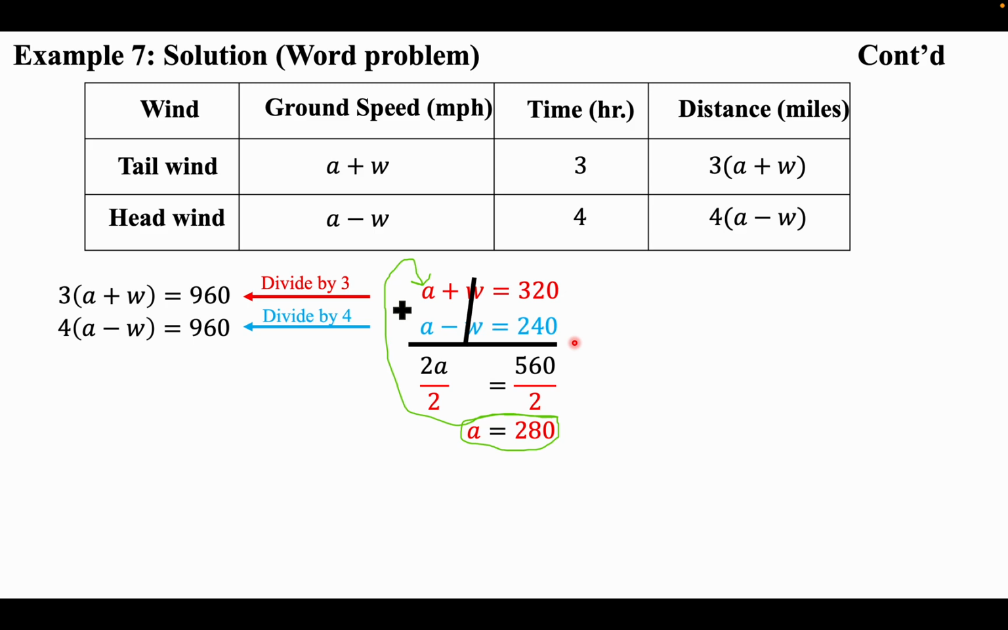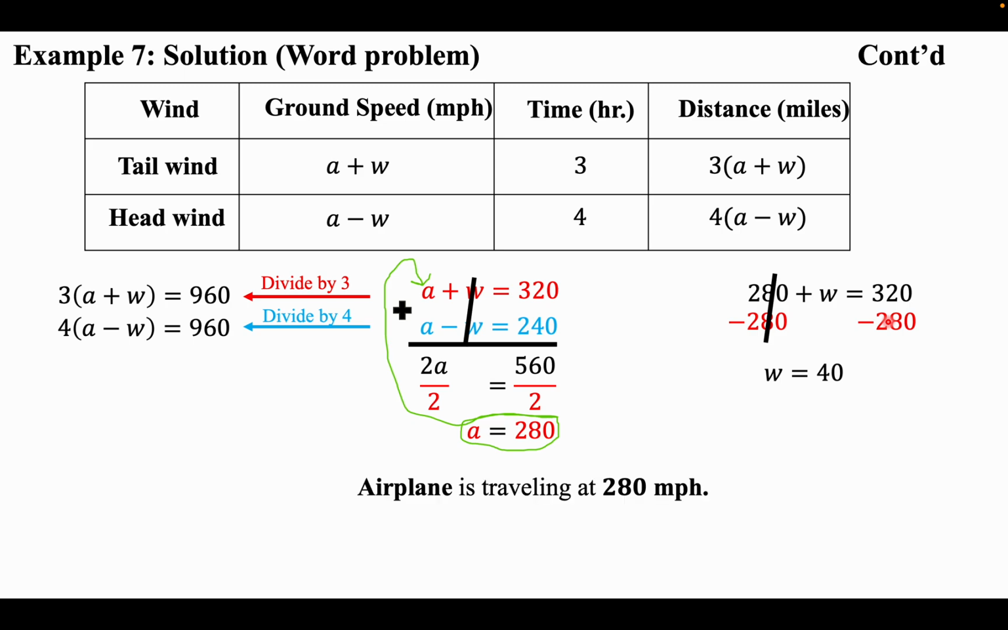Now we can take that A value and plug it into either one of those two equations, right? Let's say we decided to put it into the first equation. So I'm going to take that first equation and substitute 280 for A, which gives you this equation right here. And then to isolate the variable W, we can subtract 280 on both ends. You get W equals 40. So that means the wind speed is 40 miles an hour. So our airplane is traveling at 280 miles an hour, and the wind speed is 40 miles per hour.